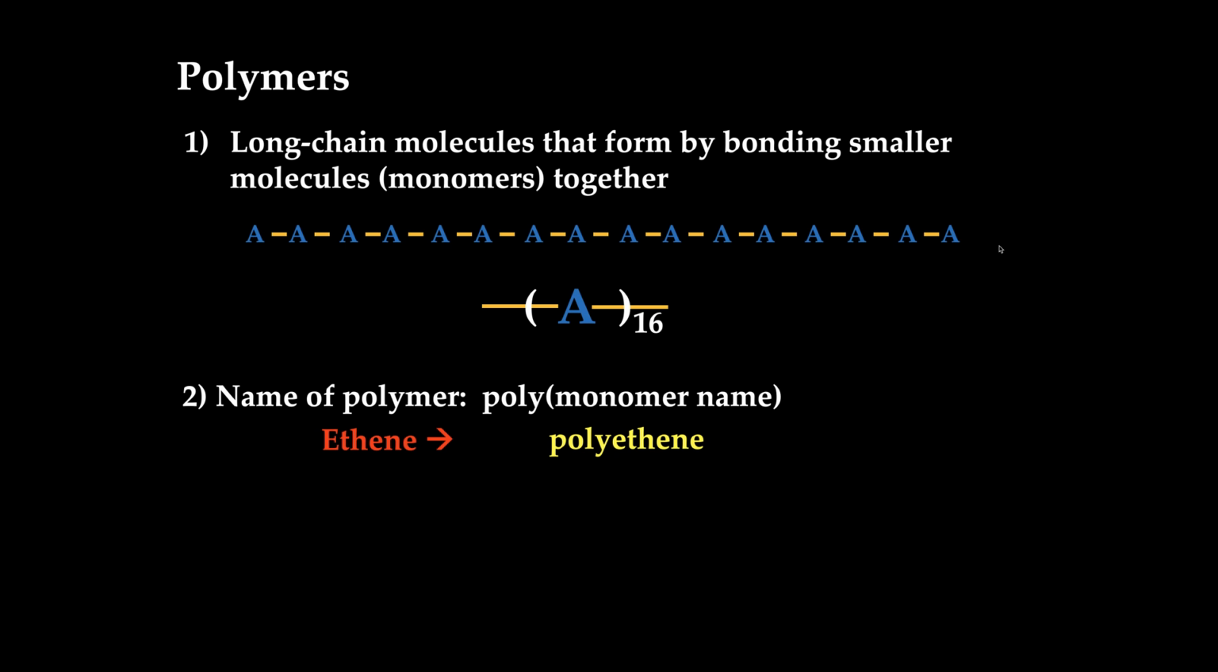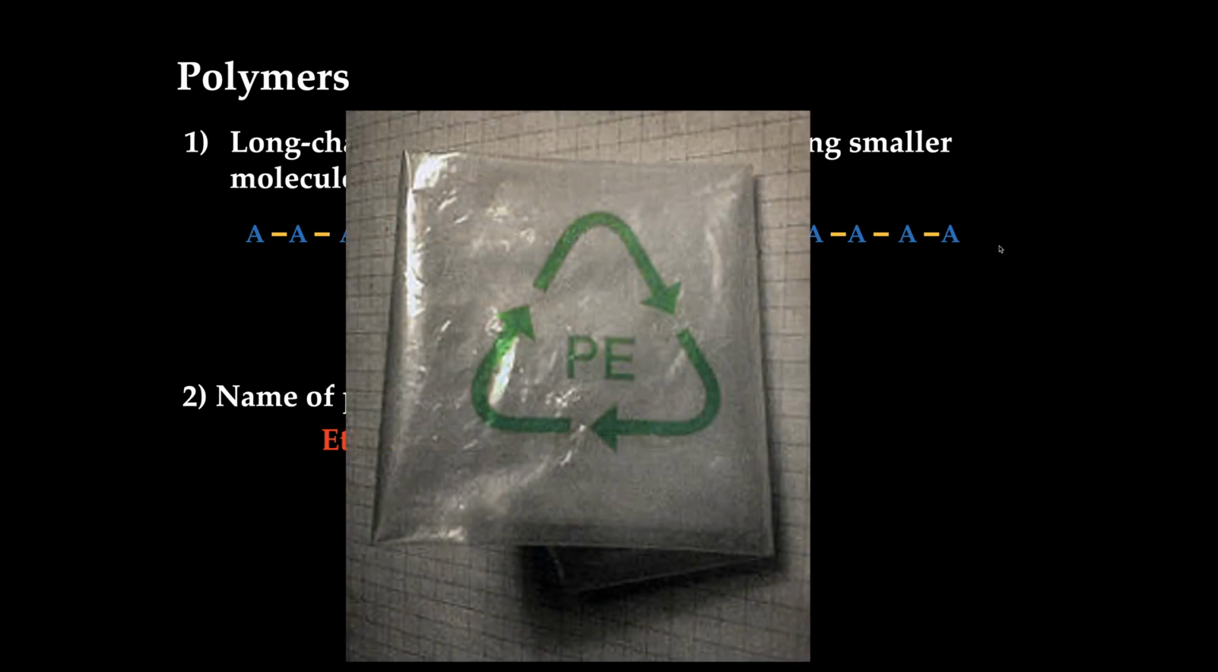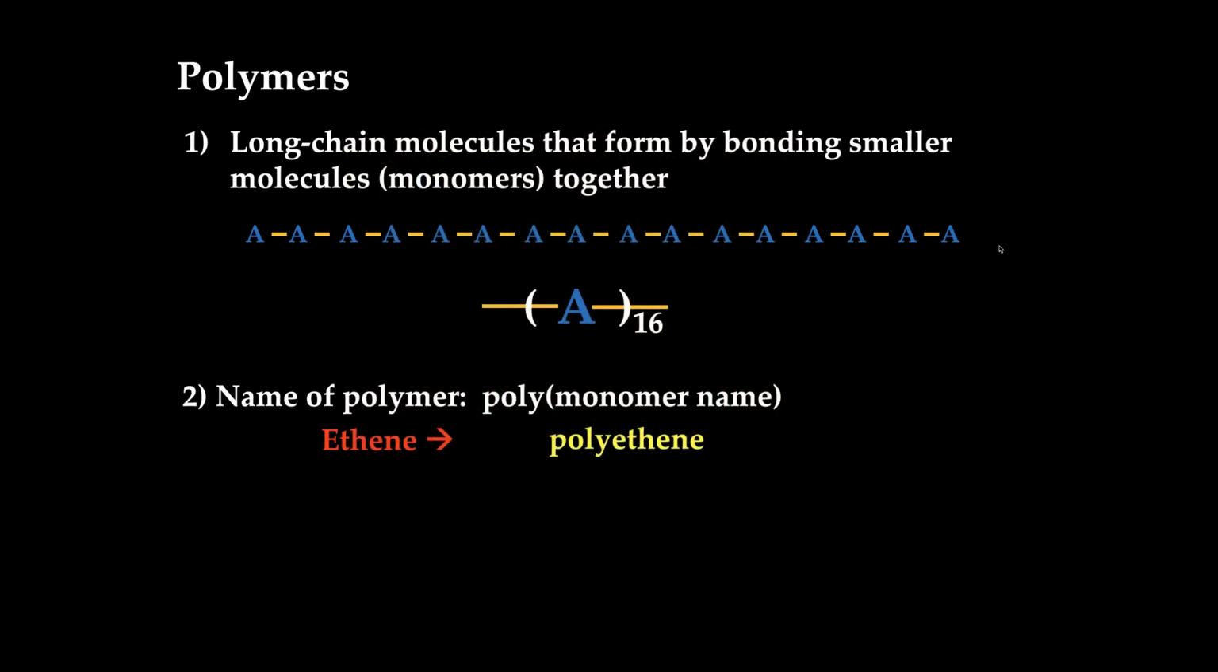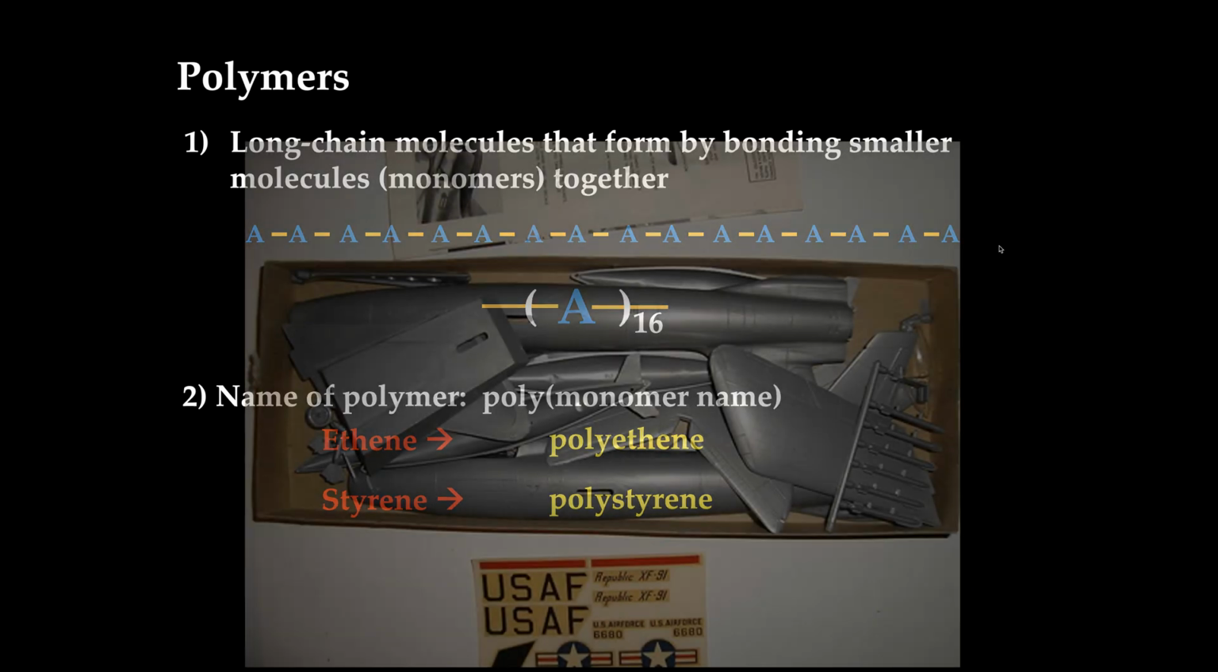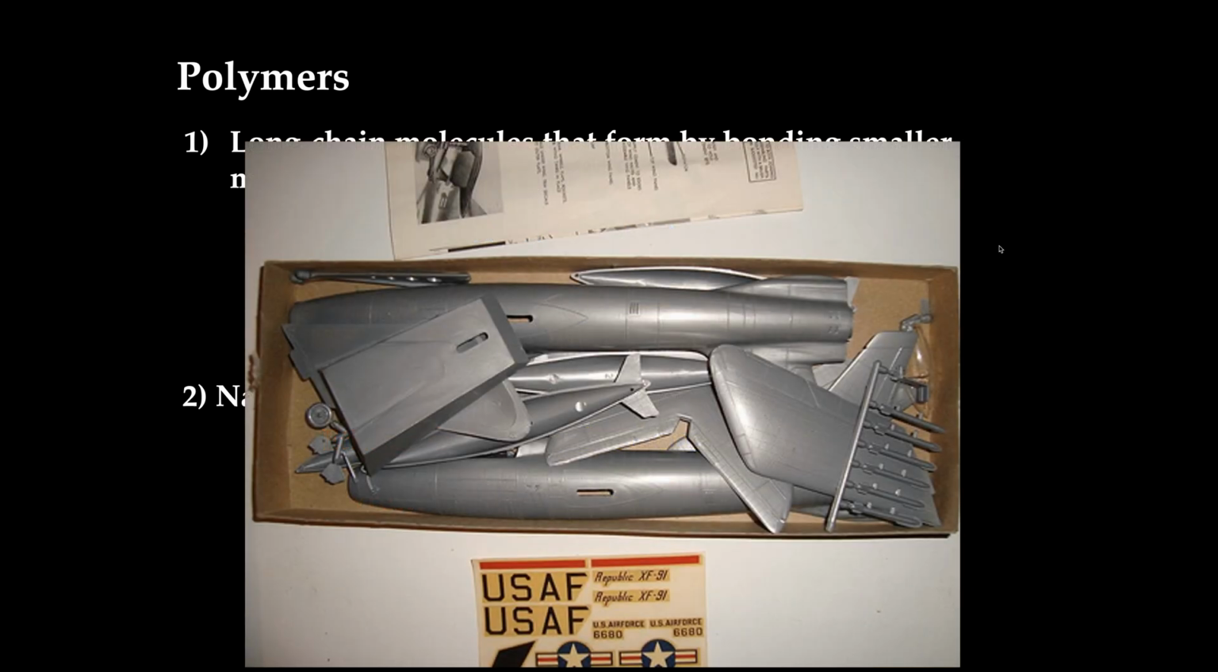This is used for plastic sheeting. The recycling symbol is PE. Styrene makes polystyrene. The recycling symbol is PS, and it's used for making styrofoam. You can also use it to make plastic utensils or model parts.